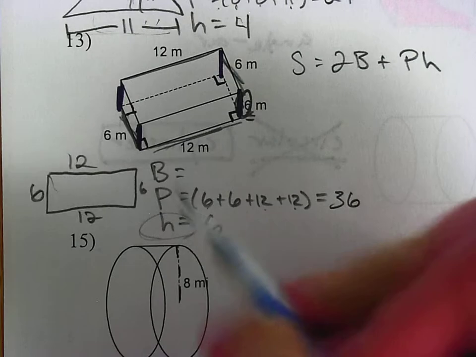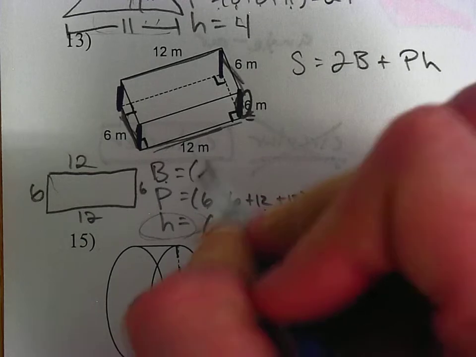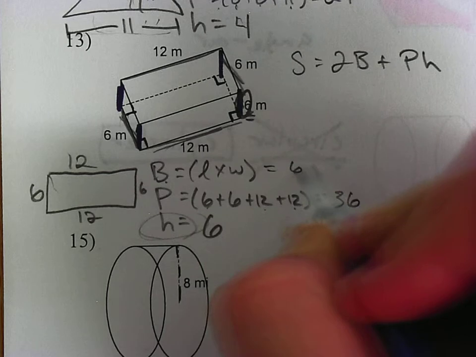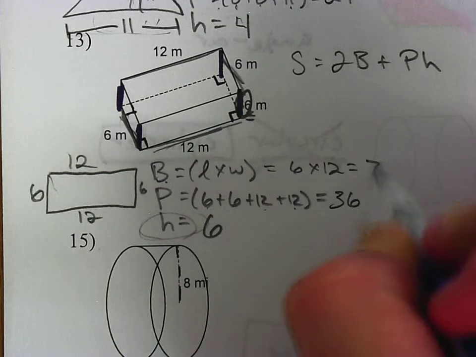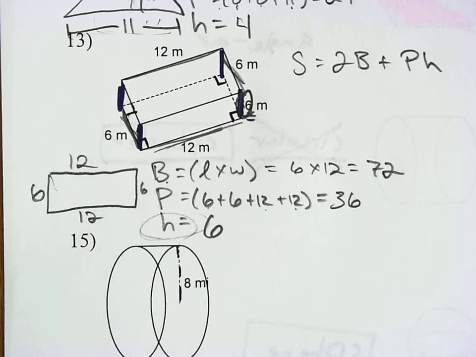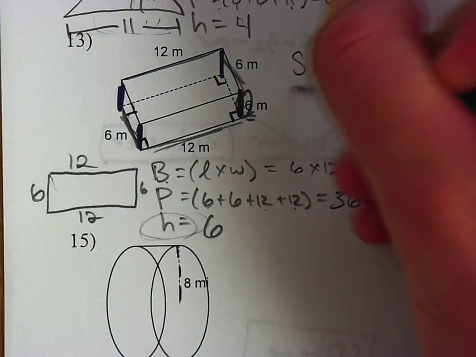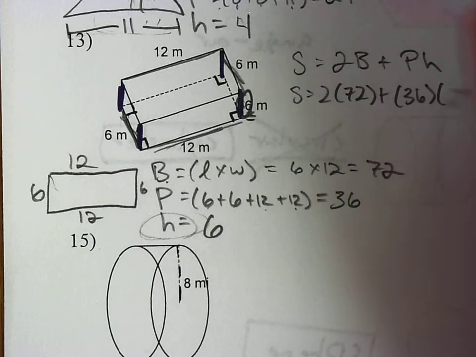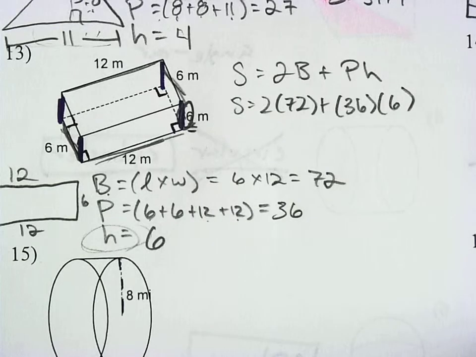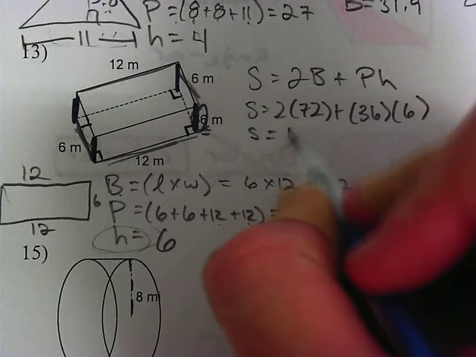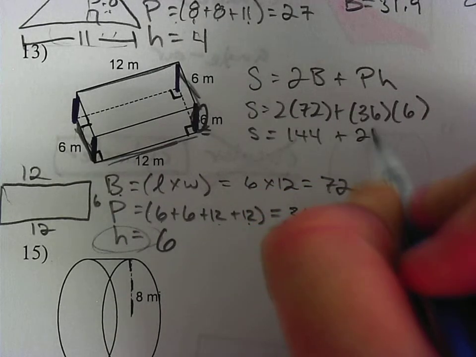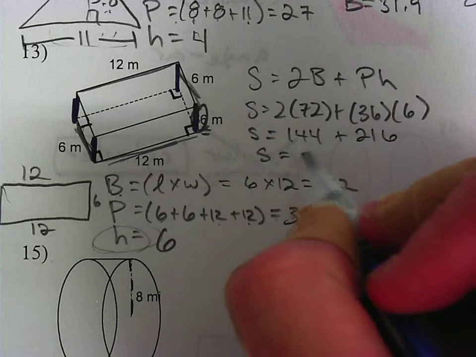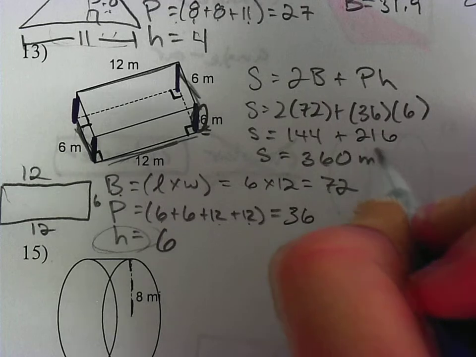And then last but not least, to find the area of the base, remember that for a rectangle, area is length times width. So we're going to do 6 times 12, and that's going to give us 72. And now we're just going to plug these things in. So S equals 2 times 72 plus the perimeter, 36, times the height, 6. So S is 144 plus 216. And S is going to work out to 360 meters squared.